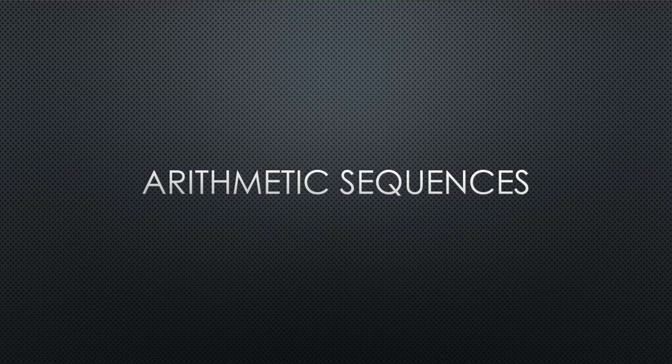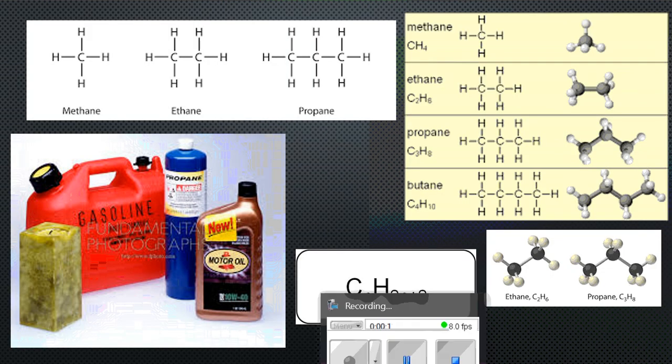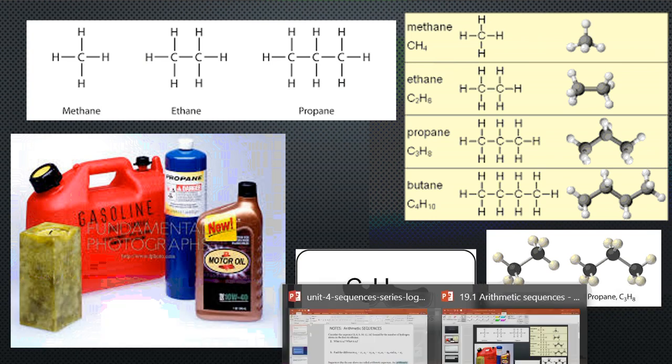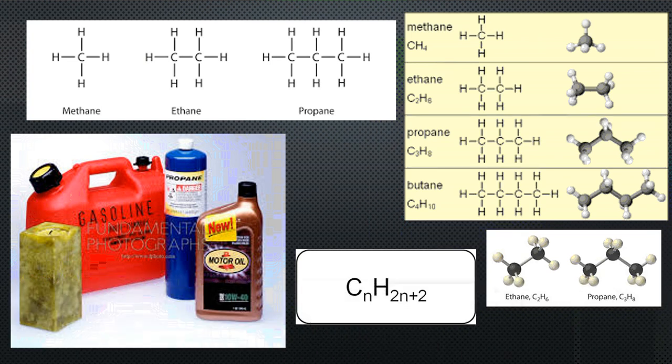Greetings, everybody. Today we're going to look at arithmetic sequences. Use a good example here for us to look at. We were looking at alkanes, which are chemical compositions made out of carbon and hydrogen atoms. So we'll use this example to kind of review the concept here.